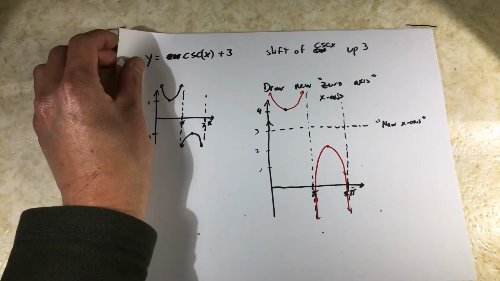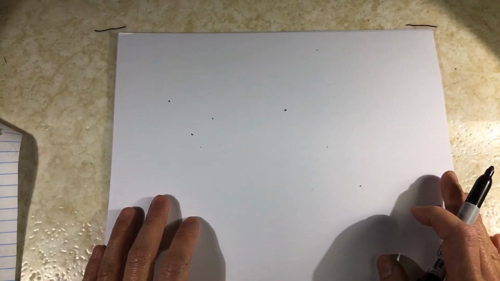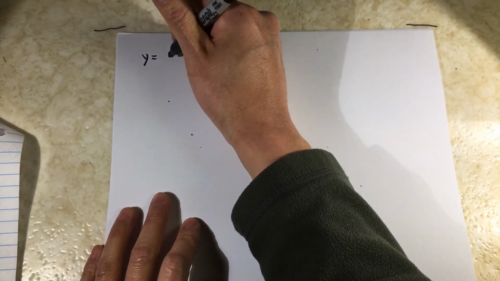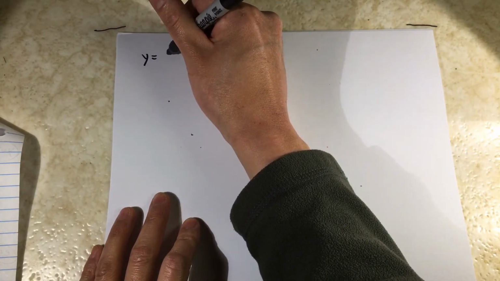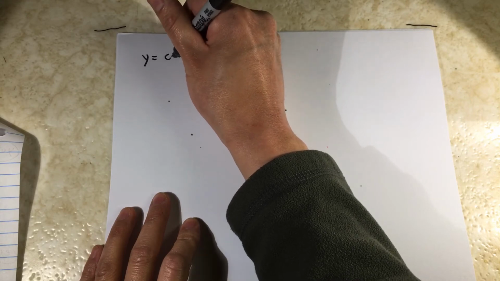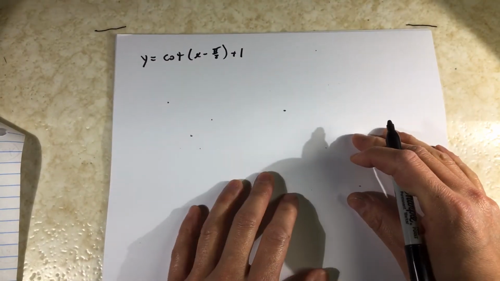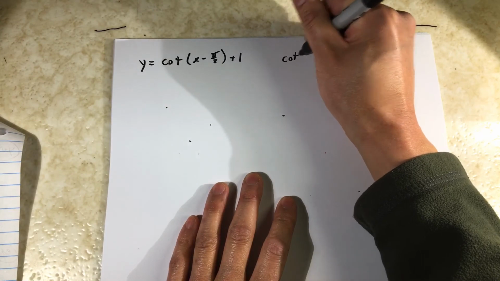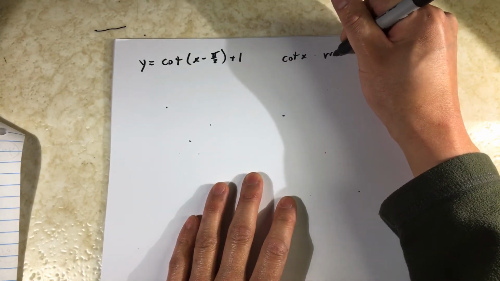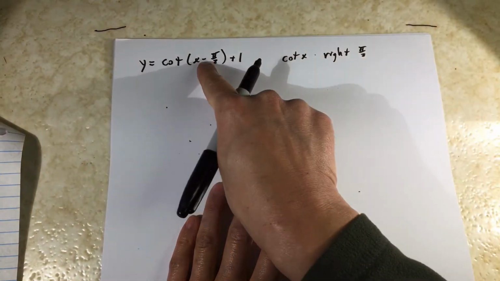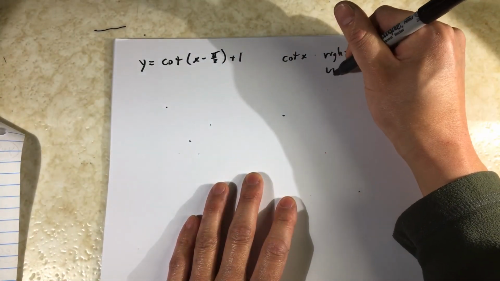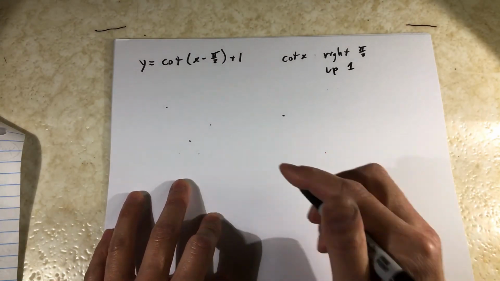Okay. And then the last example I have is one in which we do both. So y equals, yeah, let's try this one. Cotangent of x minus pi over 2, plus 1. So for this, we're going to start off with the cotangent function, and we're going to go right pi over 2, because it's minus inside. And then we're going to go up 1. So let's start off with our cotangent function.